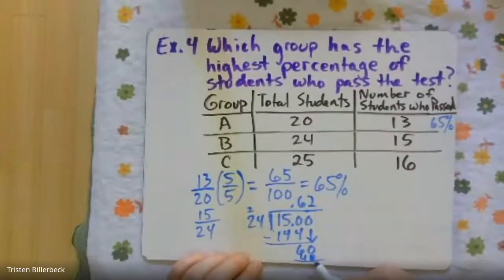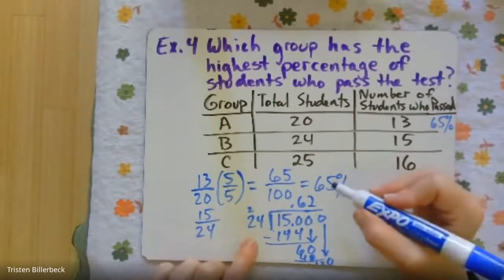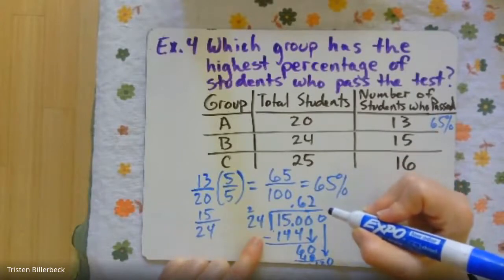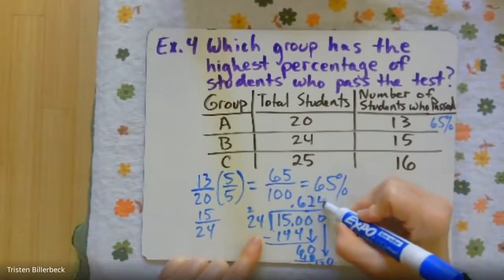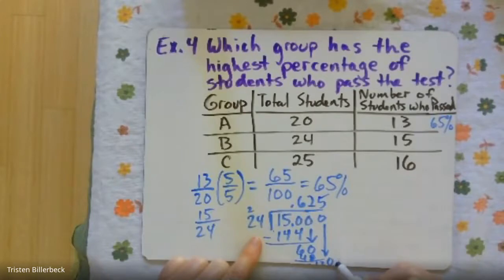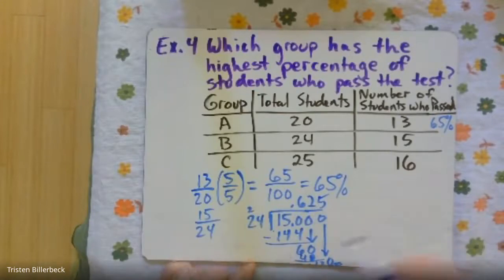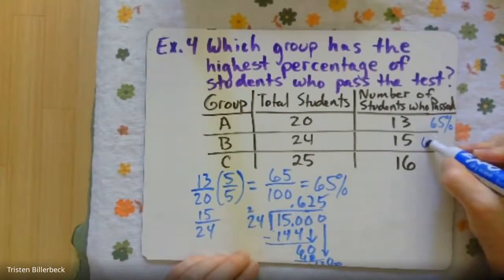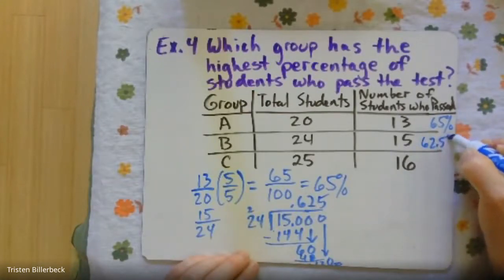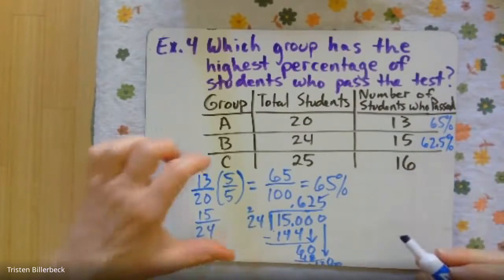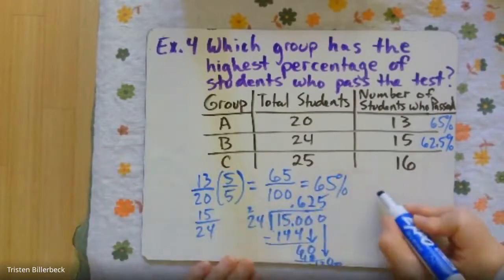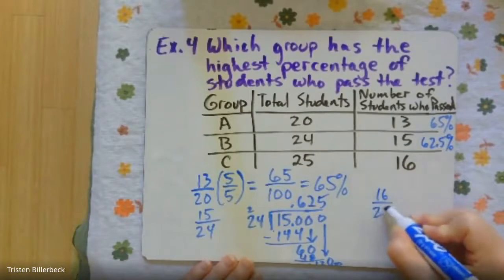We subtract, and we get 12. We drop another 0 down here. And this gives us 5. So that gives us exactly 120. So it's 0.625. So we have 62.5%. Then we can look at this one, 16 over 25.